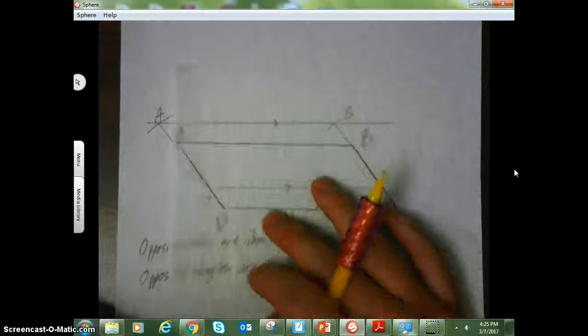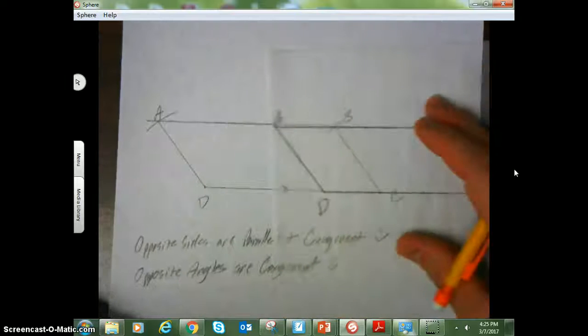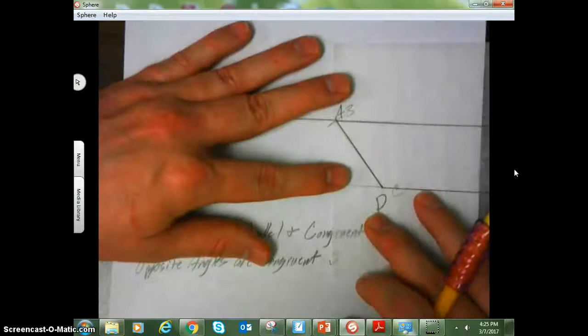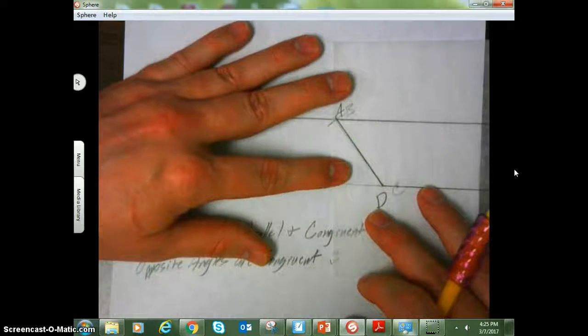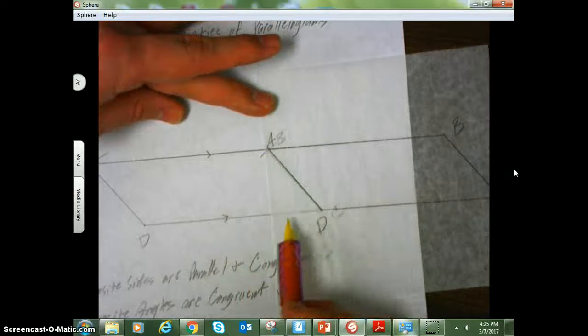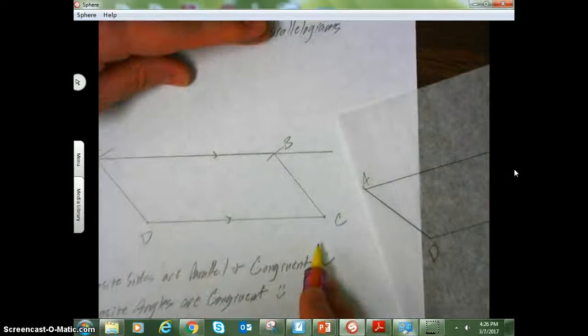Well, what if I take the patty paper and move it the other direction? That way I put angle B and angle A together, and angle C and angle D together. When we do, we again see that the angles form a linear pair. So A and D must be supplementary because AB and CD are parallel.